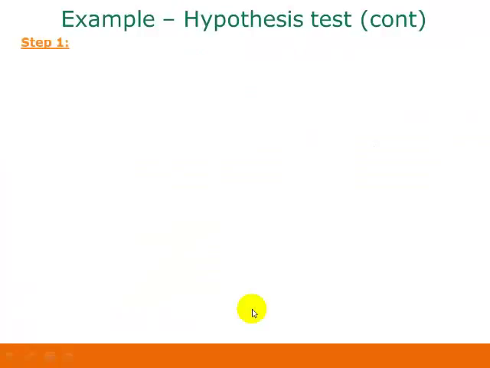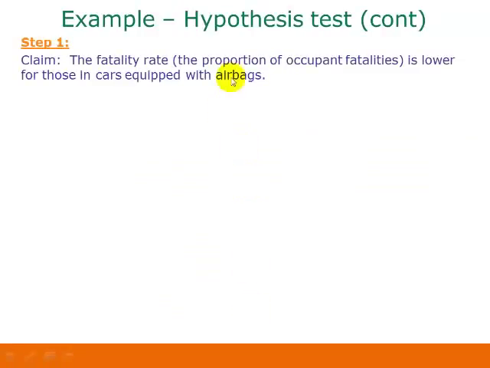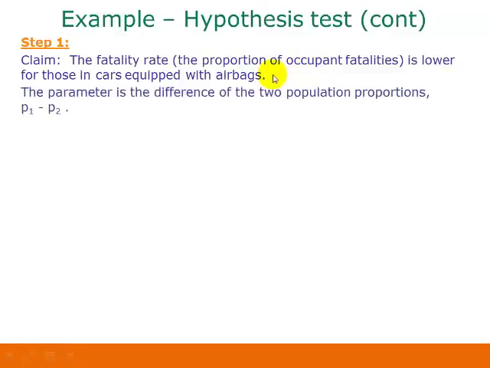So step 1 of our hypothesis test is to write our claim. So the fatality rate, and again we can make this specific so we remember it's a proportion. This is the same as the proportion of occupant fatalities is lower for those in cars equipped with airbags. Our parameter is the difference of the two population proportions. So it's P1 minus P2.